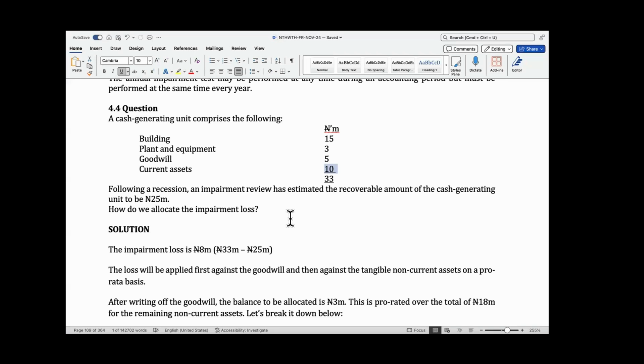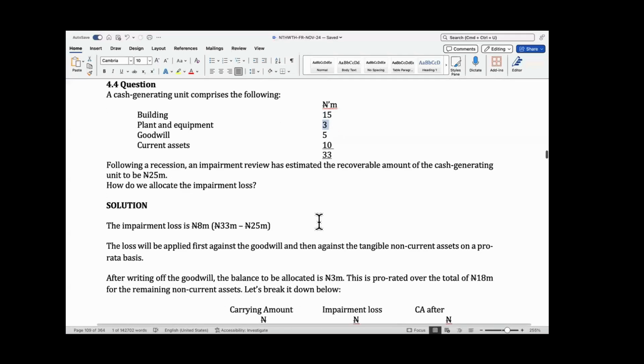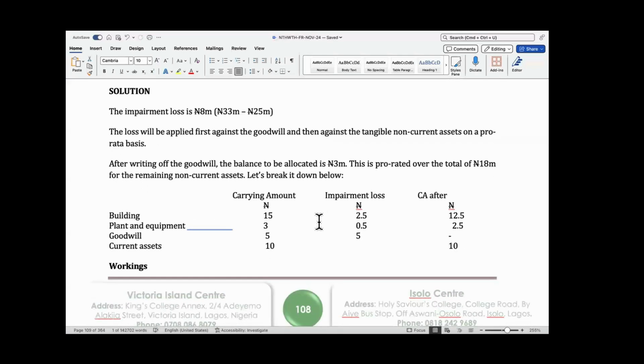So, except the examiner specifically tells us that this current asset has been impaired or that we should impair it, except for that, don't allocate impairment loss to current asset. Just leave it. So the remaining 3 million will be shared between building and plant and equipment. So which is 80 million. So how do we do it?